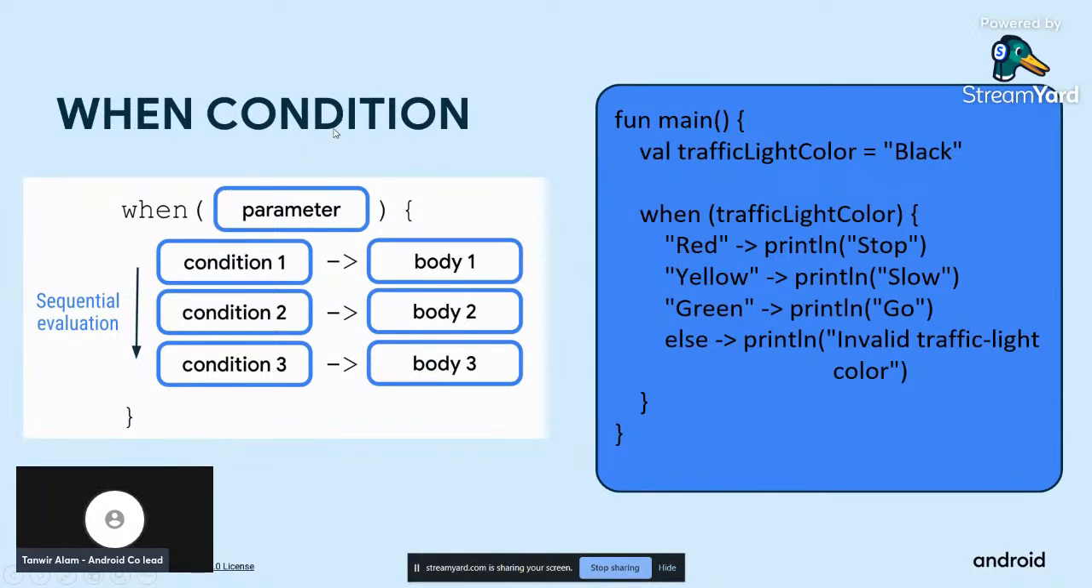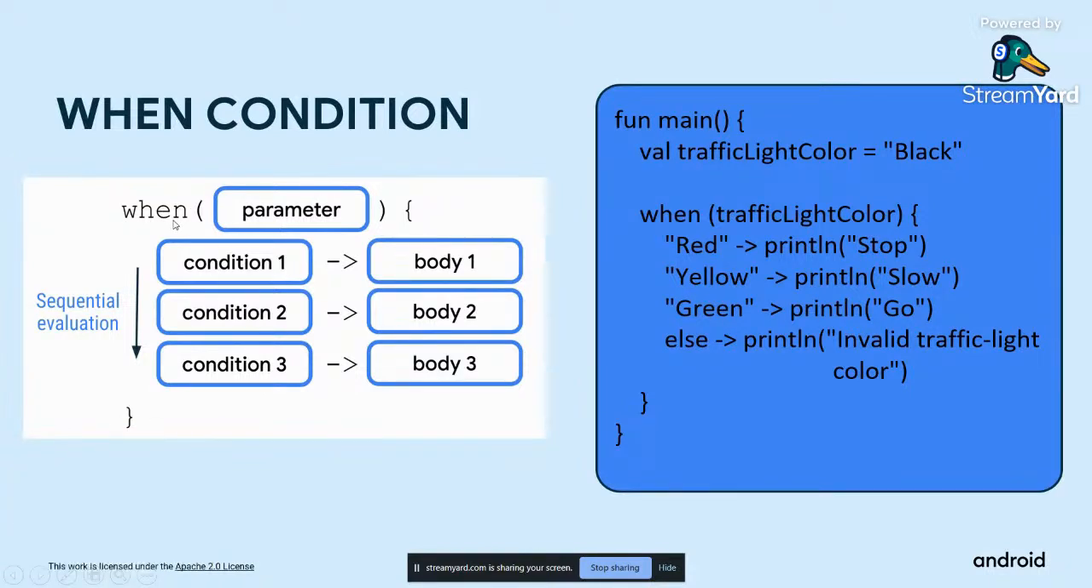Now we will see the when condition. In Kotlin, there is one keyword which is when, and we use it for passing a condition and executing the code in the body. So how does it happen, let's see. First we specify the when keyword, then we pass a parameter in it, then we write the conditions.